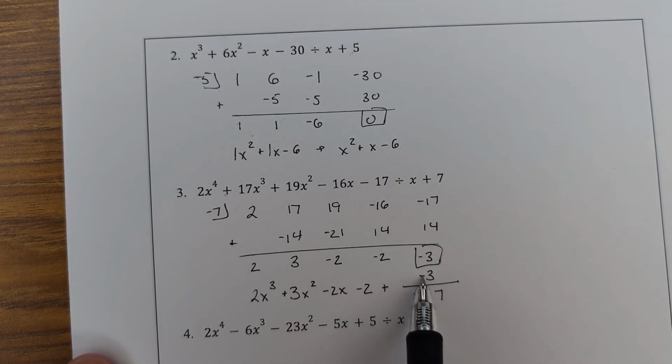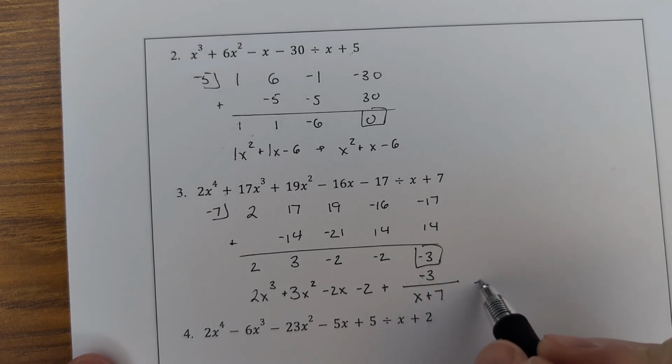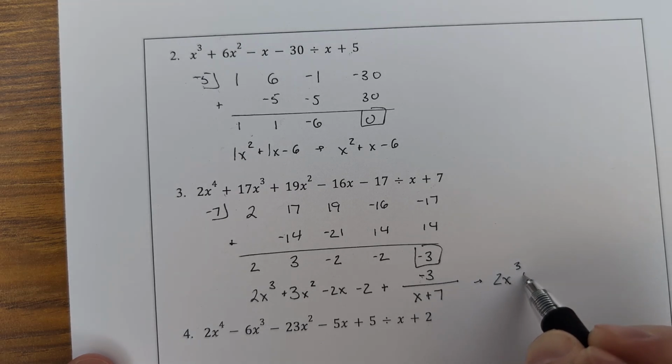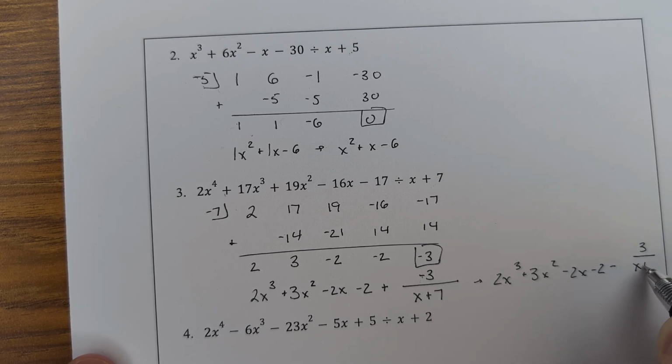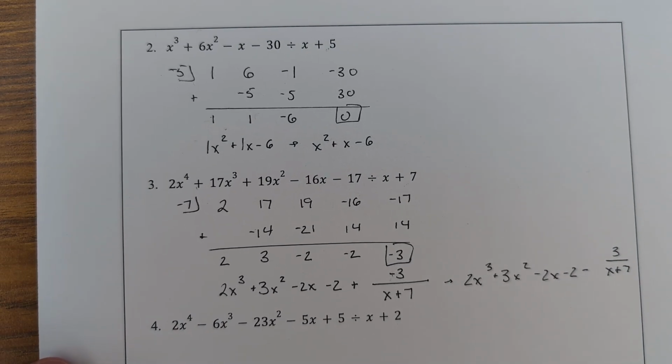Now, sometimes you'll see the -3 written out front here in front of the fraction. That's fine. So what that would look like would be 2x cubed plus 3x squared minus 2x minus 2 minus 3 over x plus 7, and that's also fine.